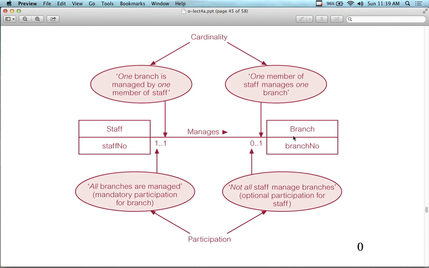Some of these people are not going to be branch managers from the staff perspective. So that's where we can get the optional. That's where we get that 0 into there. It's optional participation. Not all the staff manages a branch. But we have people at the branch who are staff, but they're not all managers. Only one of them is. And people look at this and they go, well, how do you know that that 0 is talking about the staff? Well, because of the arrow on the manager's relationship.